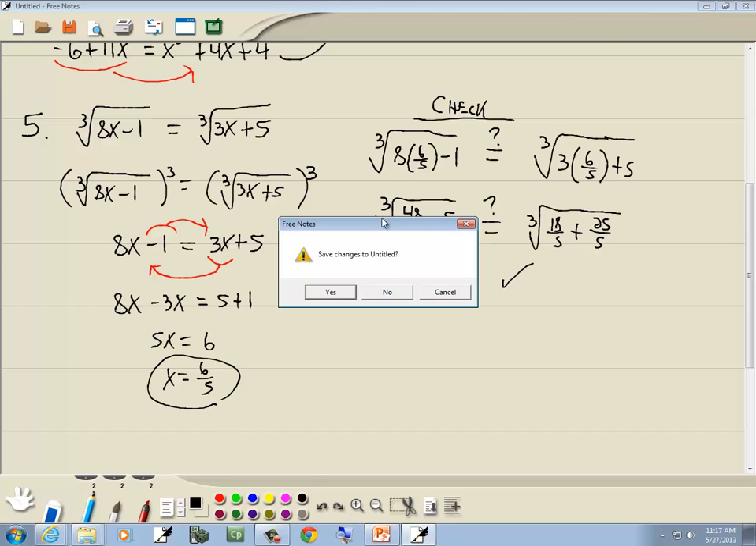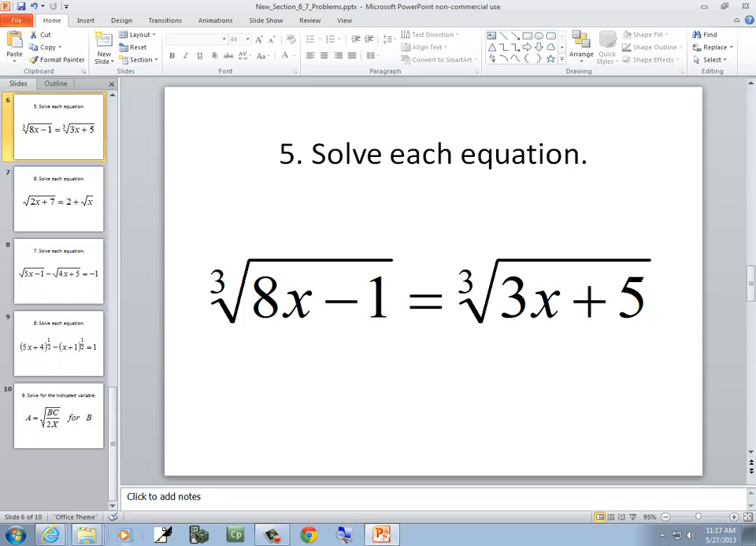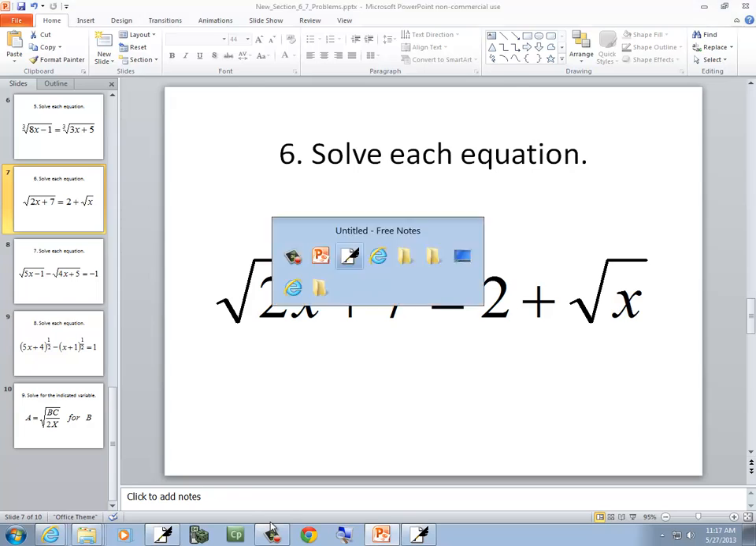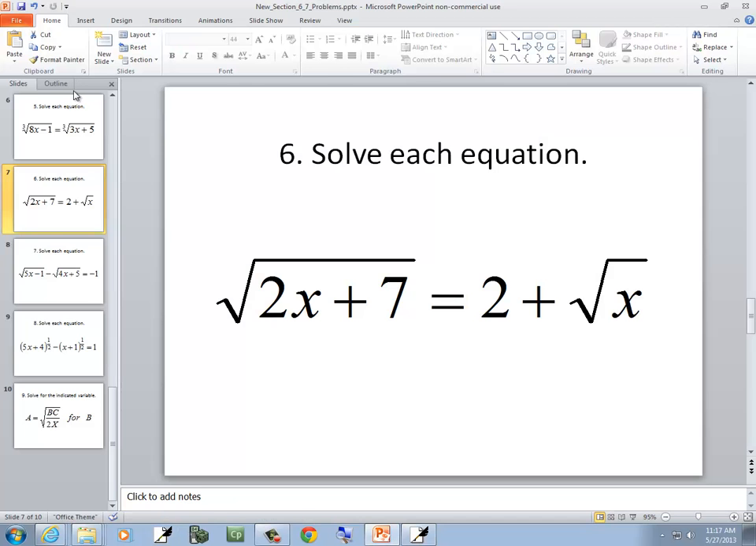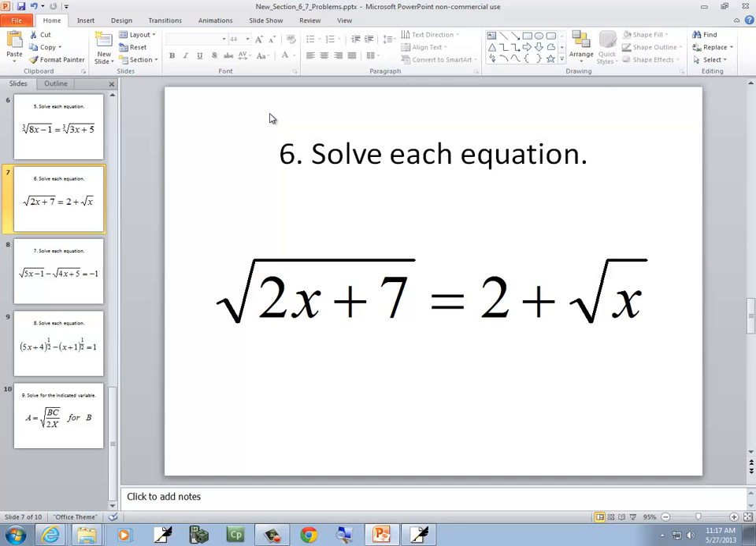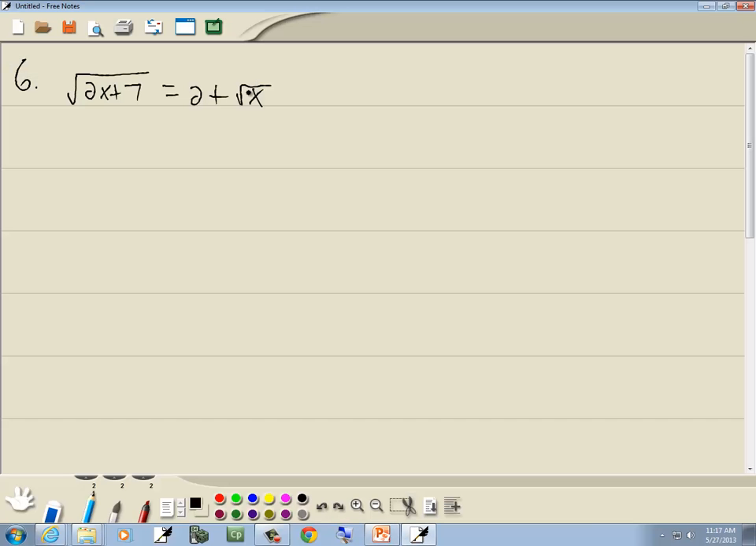Let me start a new page. And let's take a look at our next example. We've got square root of 2x plus 7 is equal to 2 plus square root of x. Now let's go through our steps. First step is to get a radical by itself. Well, the radical on the left side is by itself. There's no numbers in front of it. There's no numbers after it. So that's fine. Step 2, raise both sides to a power equal to your index. Let me put 2 here for step 2. So we're going to square both sides again.